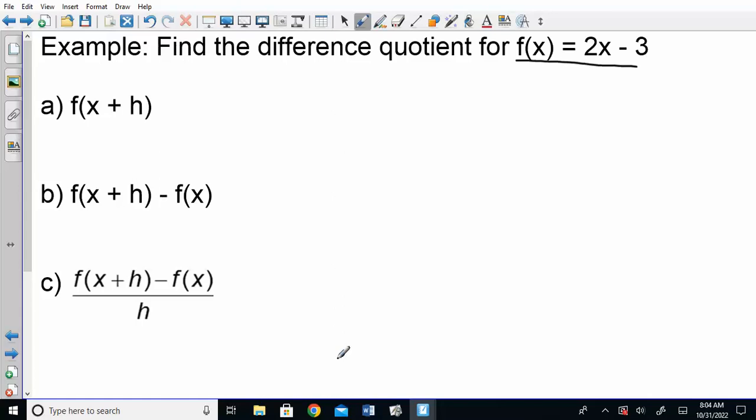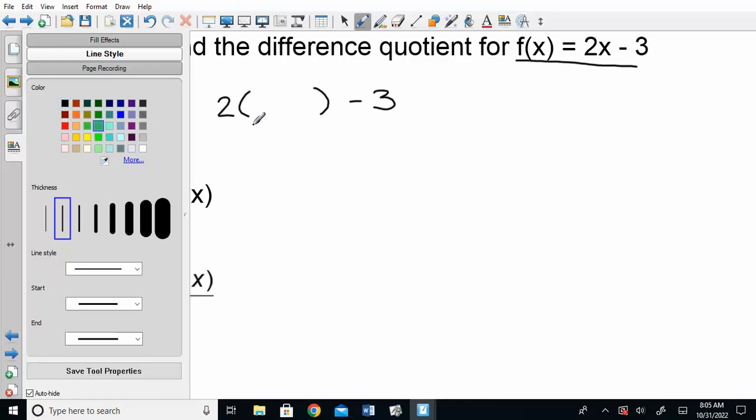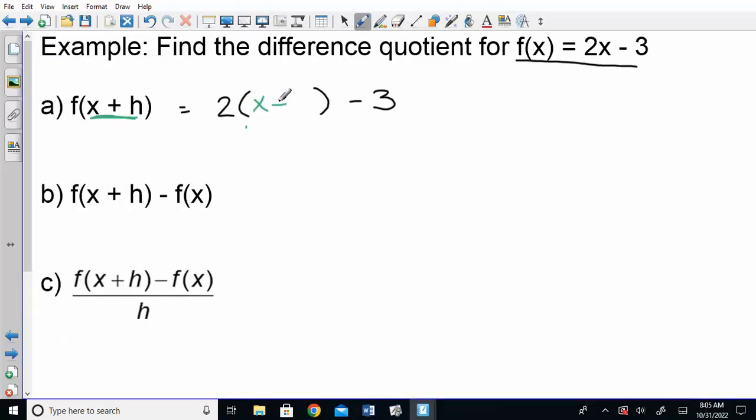So part A, I want f of x plus h. That means we go to this function, and we replace the x value with the x plus h. Is it like composite? Not yet, but it seems like it. Then if we distribute, we get 2x plus 2h minus 3. So that's our answer to part A.